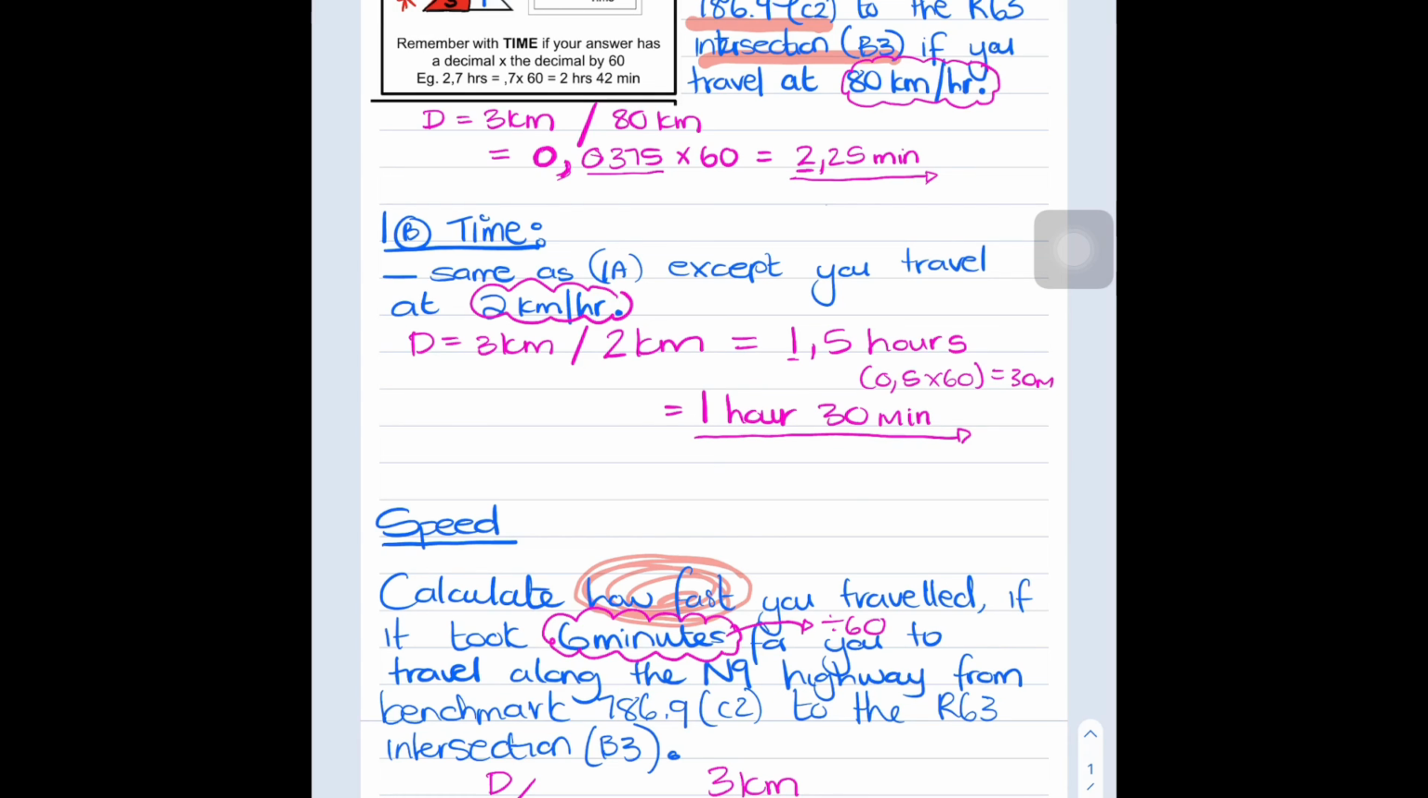So 6 divided by 60 gives us an answer of 0.1. Now we can say 3 kilometers divided by 0.1, and that on our calculator is going to give us 30 kilometers an hour. So that means that we traveled at a speed of 30 kilometers an hour, and therefore it took us 6 minutes. So in the one instance, you're timesing by 60 to get rid of the decimal and put your minutes into hours, or put your seconds into minutes. Whereas here, when it's in minutes already and we want to put it into a kilometer per hour answer, we divide by 60.